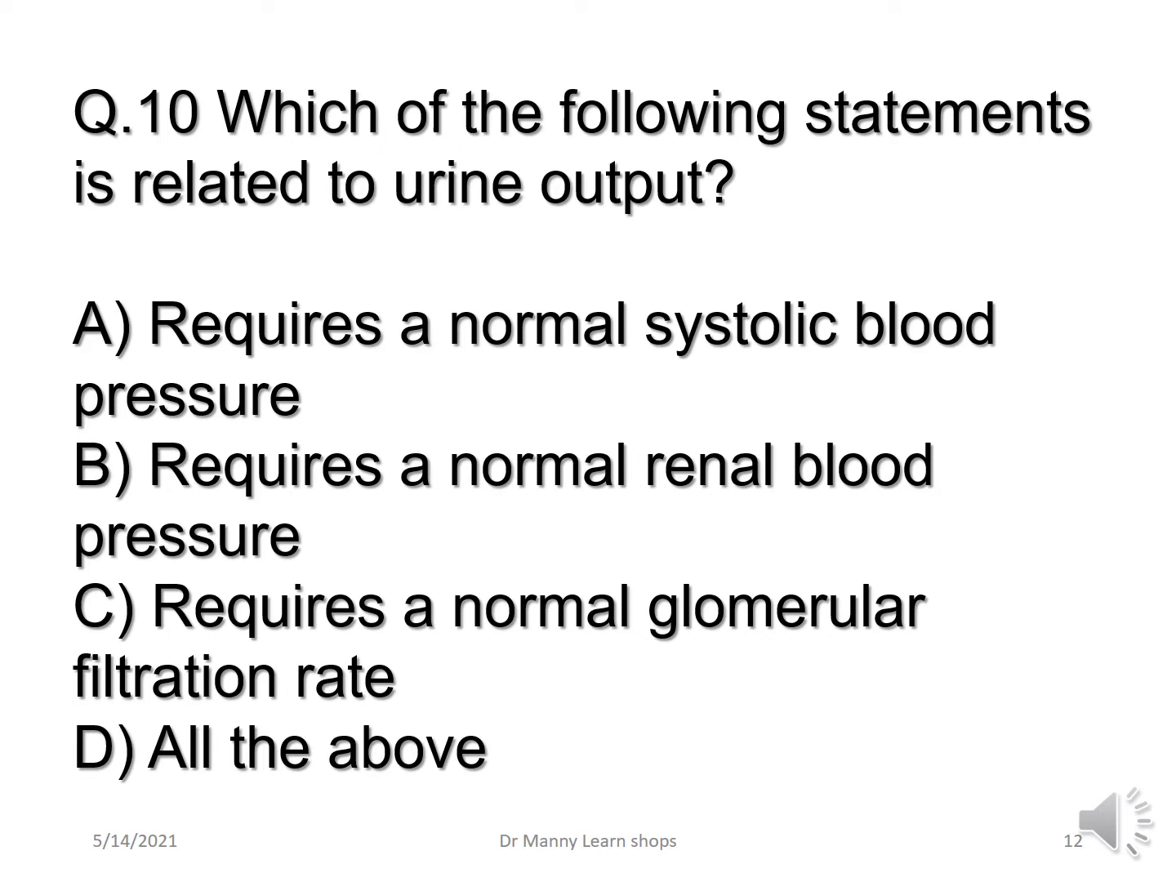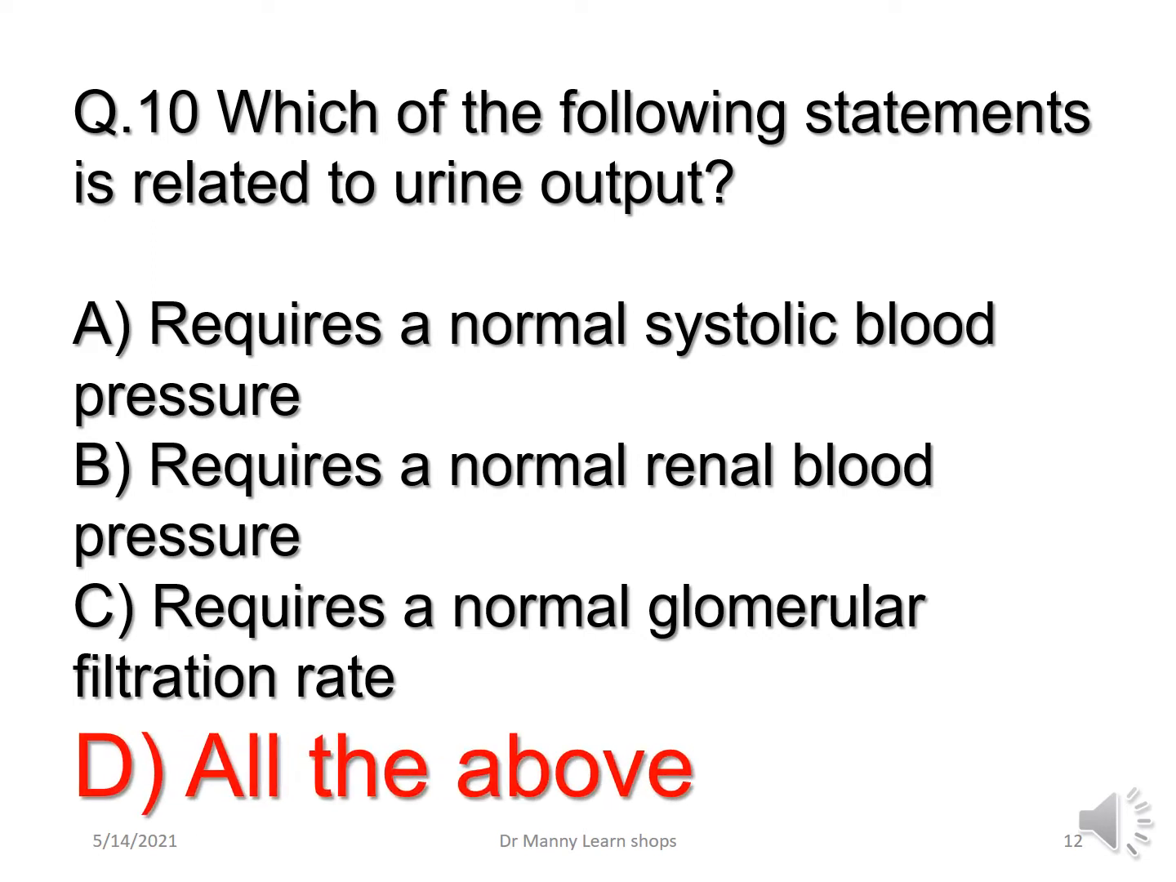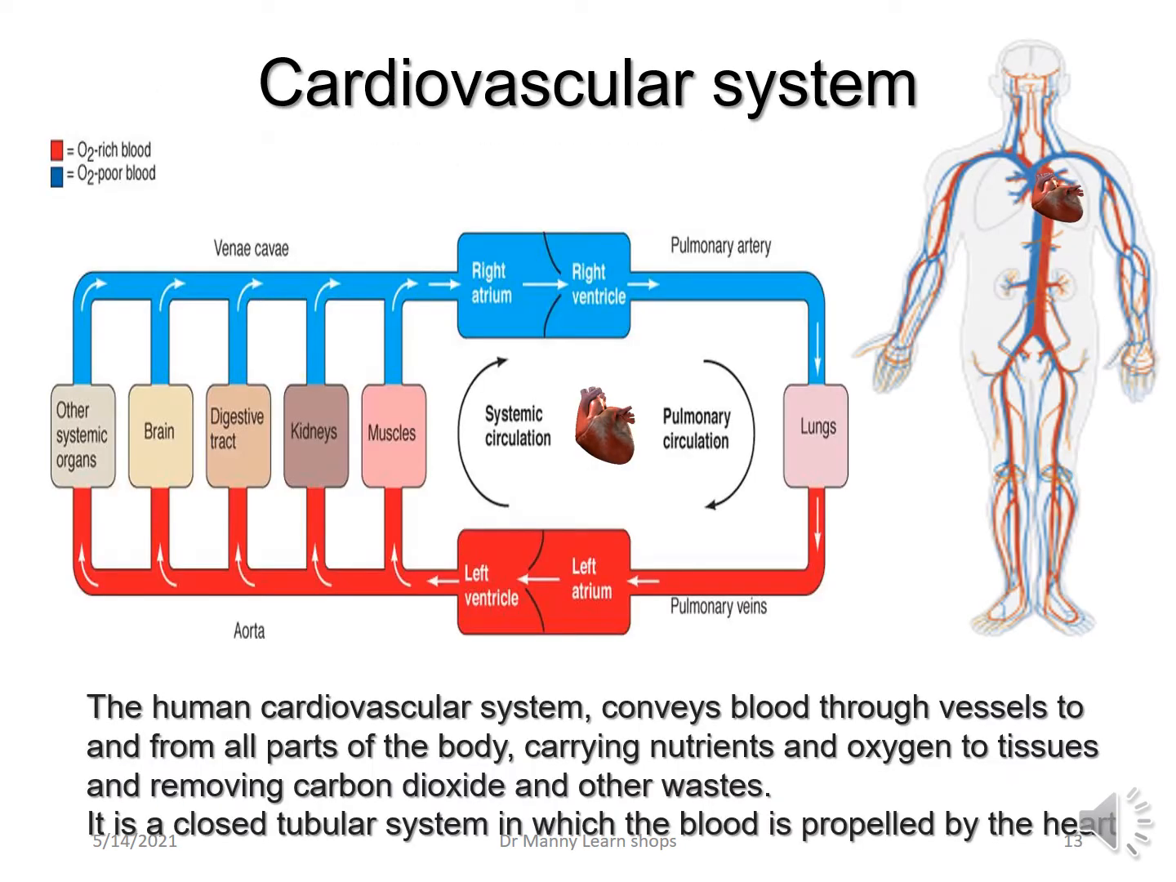Question 10. Which of the following statements is related to urine output? In order to have a urine output, you require a normal systolic blood pressure. It requires a normal renal blood pressure. It requires a normal glomerular filtration rate. Or is it all of the above? The correct answer is it is all of the above. Good, let's move on. Now let's review the cardiovascular system.